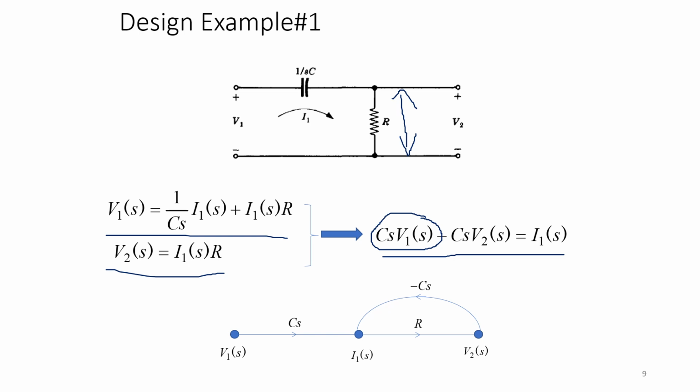the second equation is V2 of S is equal to I1 of S into R of S. This equation I am taking, so I am multiplying R here. So this is a simple signal flow graph we have got for this electrical network. In a similar way, you can write a signal flow graph representation for any given network by writing the node voltage equations and taking the Laplace transform for it.